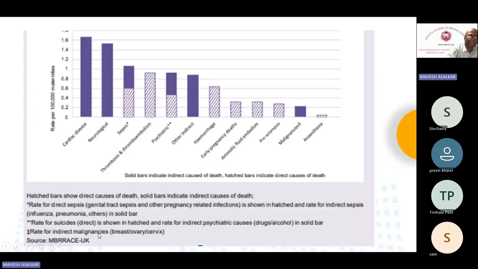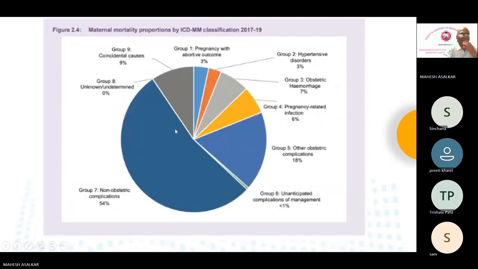Rate for indirect malignancies, that is breast, ovary, and cervix. So where are the indirect malignancies? These are the other indirect, early pregnancy, and these are the malignancies. The rate for indirect malignancies is breast, ovaries, and cervix. So this is about this particular graph.